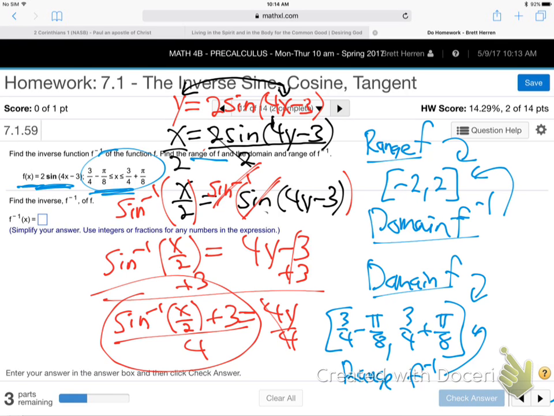So we can handle functions and function inverses for trig, for sines and cosines and tangents and stuff.